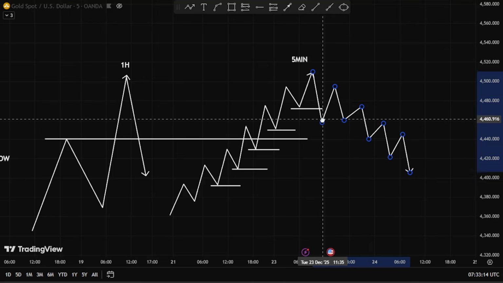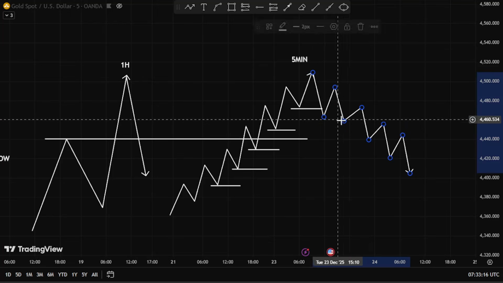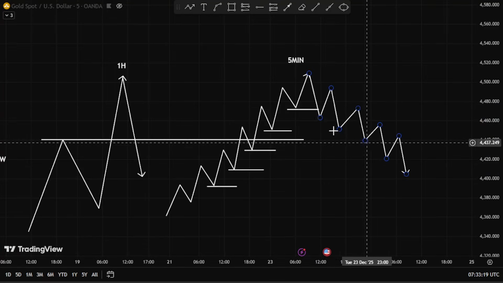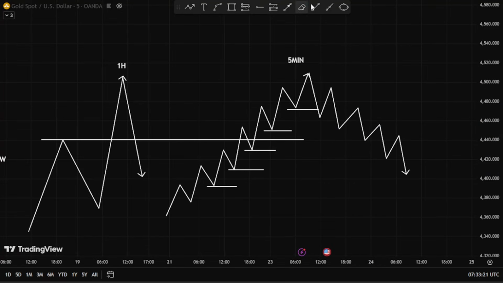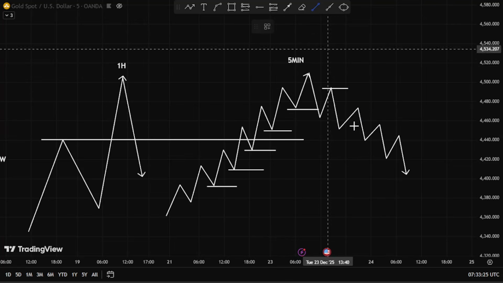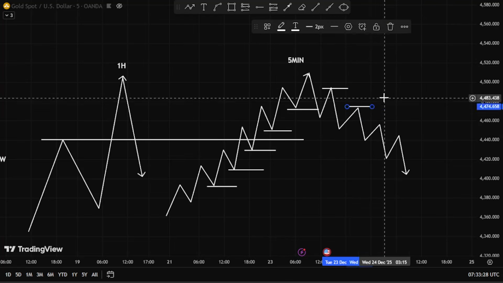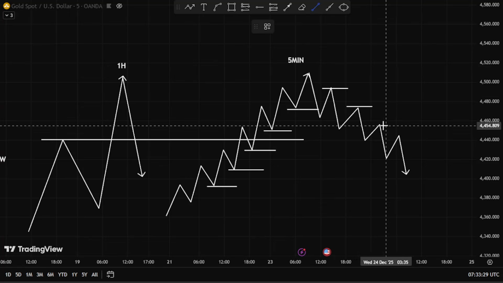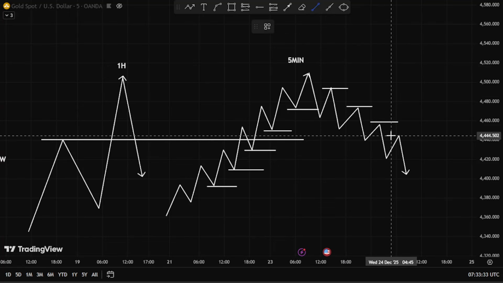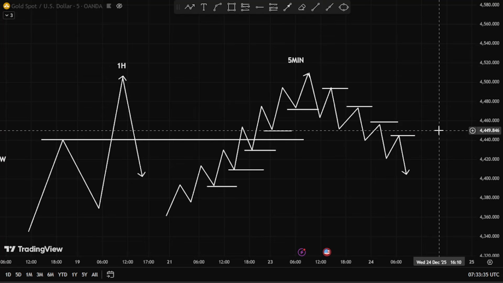So price will break here. I'm just adjusting this for you. Yes, so it will be making lower highs and lower lows, and then price will be making lower highs, lower highs, lower highs, as you can see, when price is moving in the correction, right?